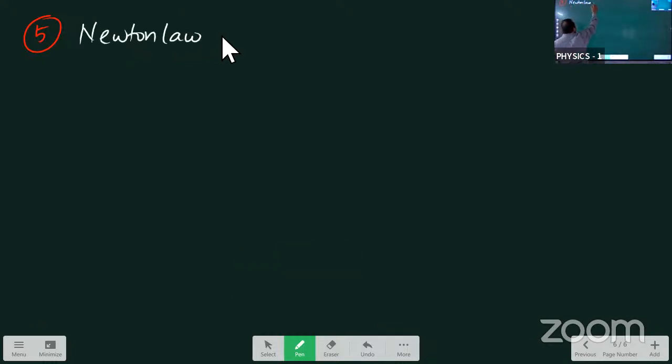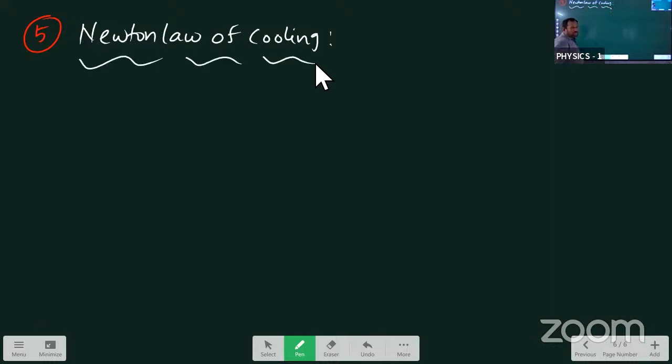So question number 5, Newton law of cooling, Newton law of cooling with surrounding temperature problem. What does the Newton law of cooling mean here? First of all, just take one example. This is rice. Obviously, in your house, your mother is cooking rice.